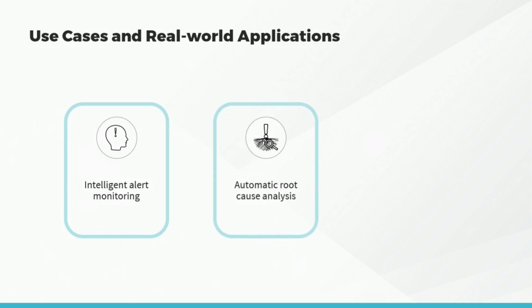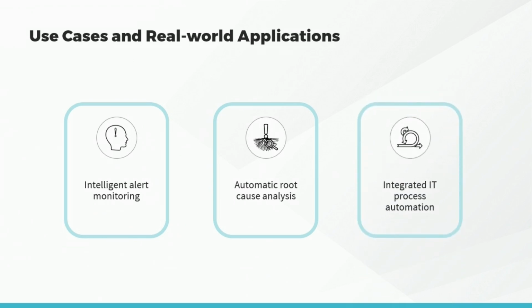It's also highly valuable to have automated root cause analysis. And that means identifying the underlying causes of IT incidents or outages and then recommending appropriate remediation actions, reducing manual effort and accelerating problem resolution. And integrated IT process automation is super important for most IT teams. It's a great use case. That means orchestrating end to end IT processes from incident detection all the way through to resolution, through automated workflows and integrations with existing systems and tools.